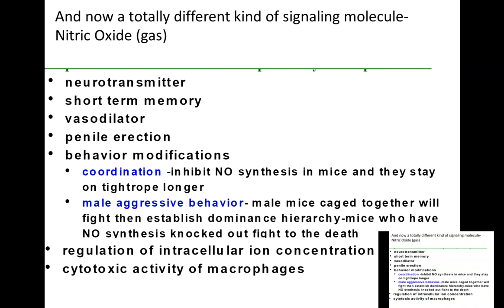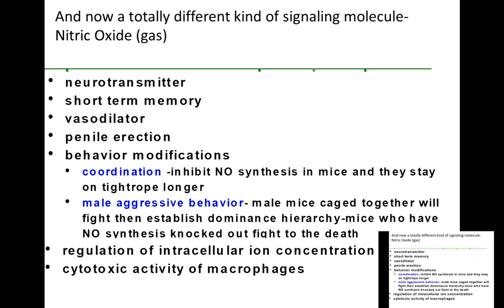So if you give mice a drug to inhibit nitric oxide synthesis, and then you make them walk on a tightrope, it's not part of a bizarre little circus, but a test for coordination, where they have some kind of food reward at the end of the tightrope. If you inhibit nitric oxide synthesis, they can stay on longer before falling off.